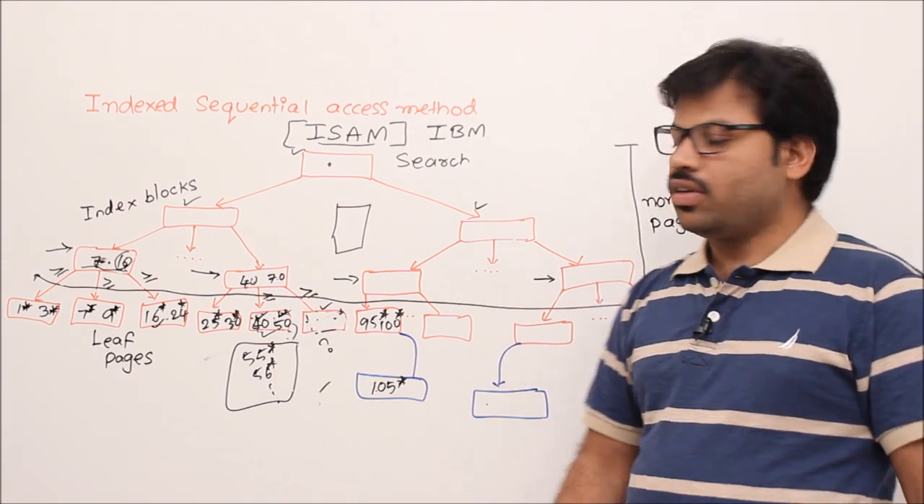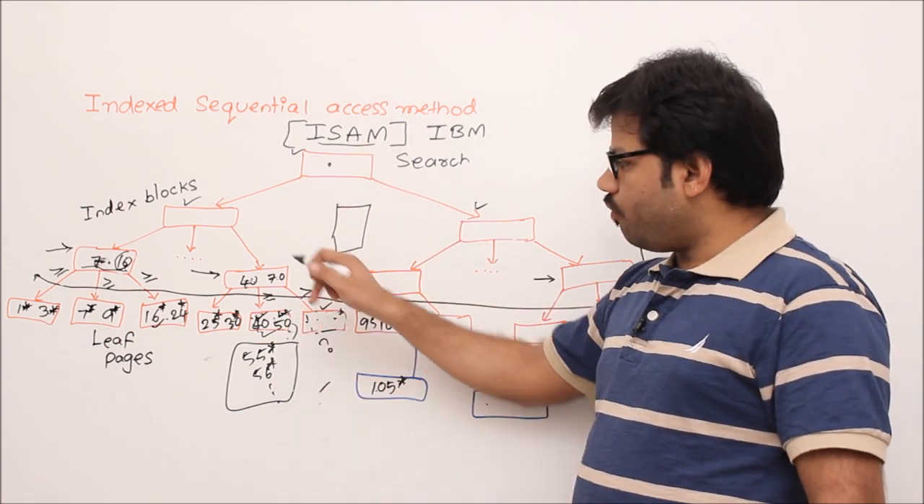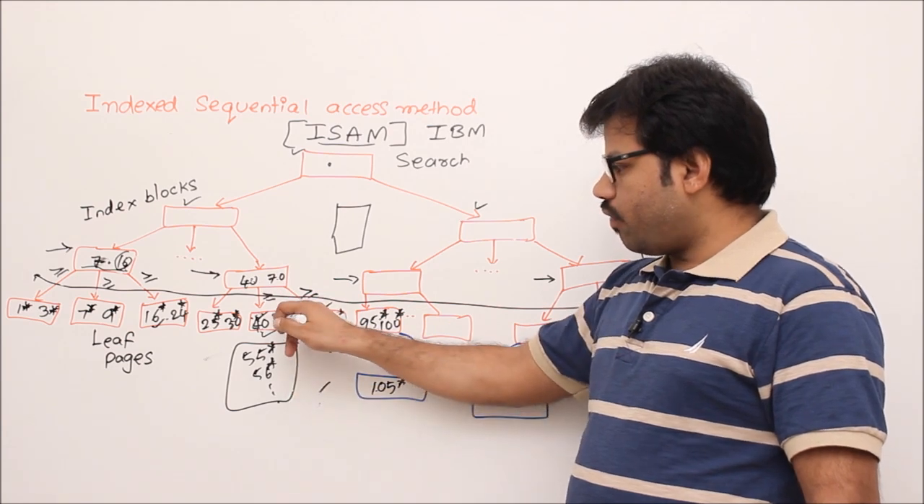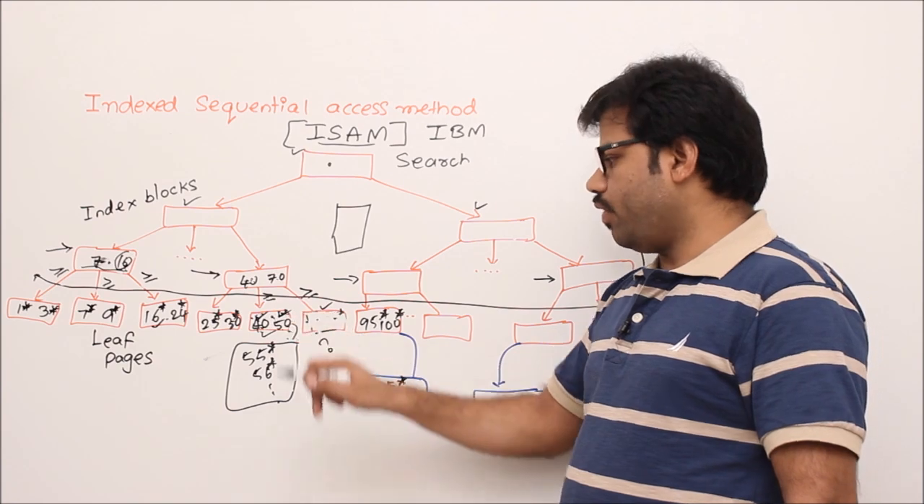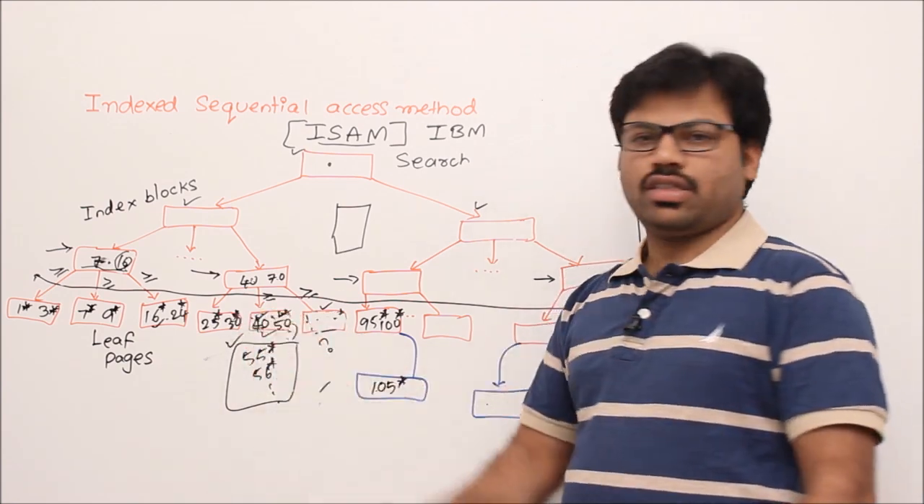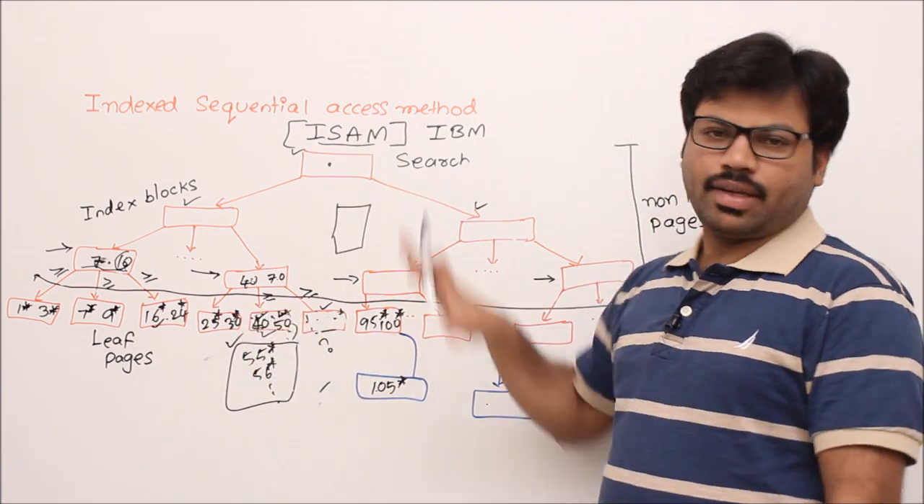Insert 55, search for 55. While searching for 55, definitely you will come here. Then since there is no space and there is no 55, we add it in the overflow page. That is the concept of ISAM.